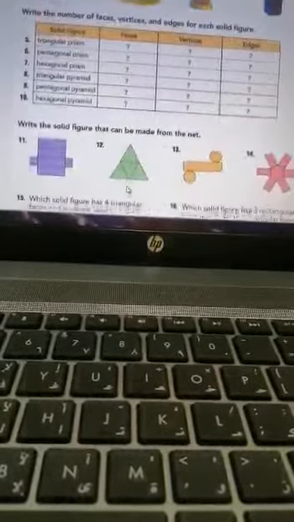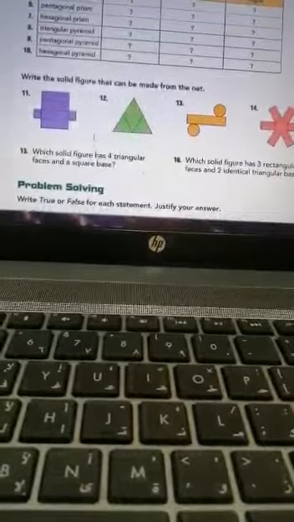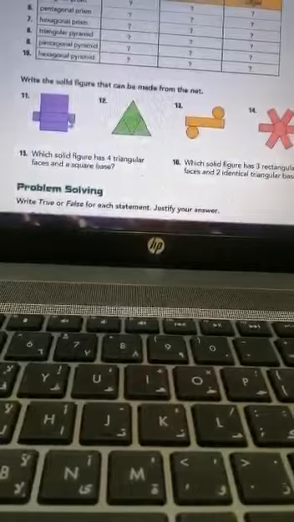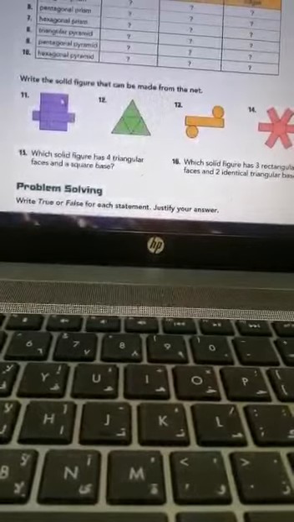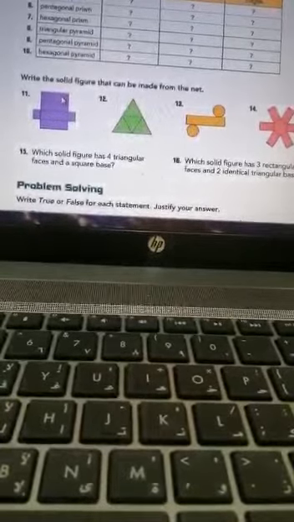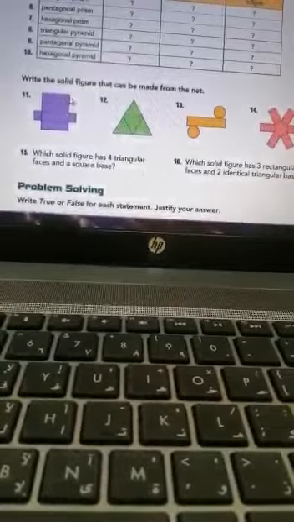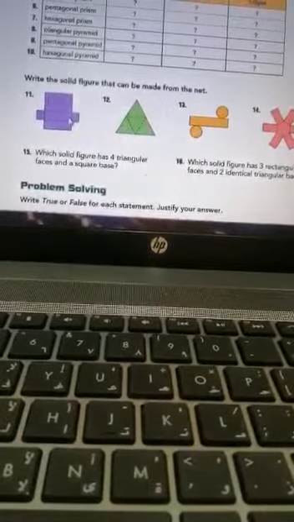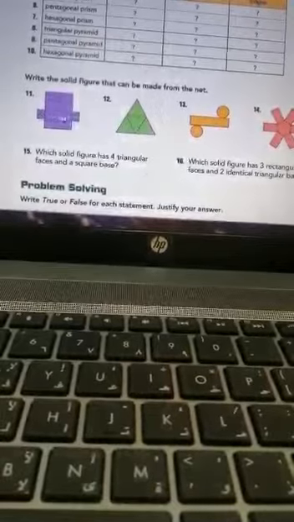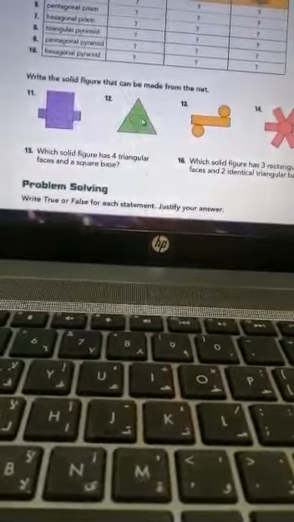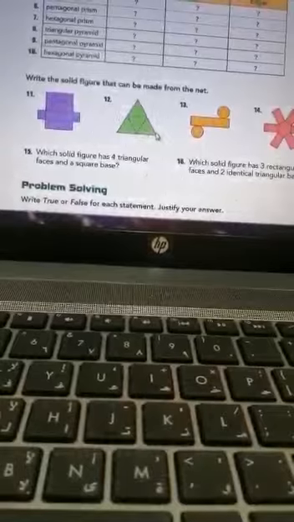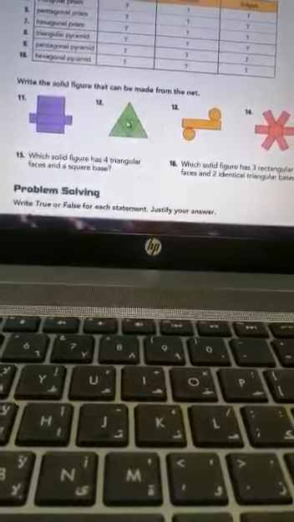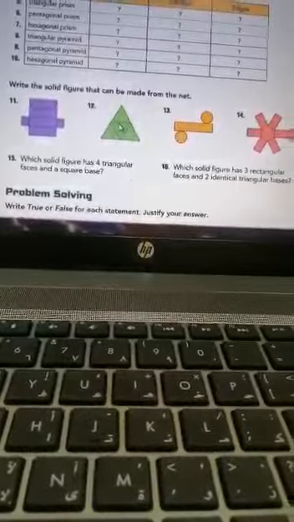Okay, write the solid figure that can be made from the net. The first one, look guys, all the faces are rectangles. Then we name it rectangular prism. Why prism? Because we have two bases. Here we have just one base, and all the vertices meet at one vertex. Then we name it pyramid.